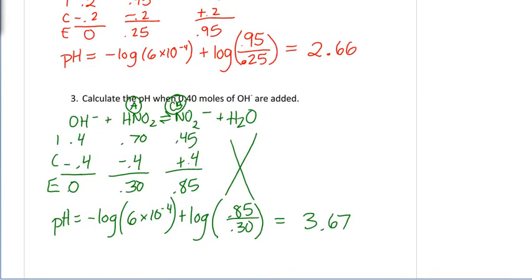Okie dokie, folks, that is buffer solutions in action. We will be practicing this more, but please send your questions to your teacher so that you can become the buffer master and know exactly which part of your buffer system to send to battle. Happy buffering.